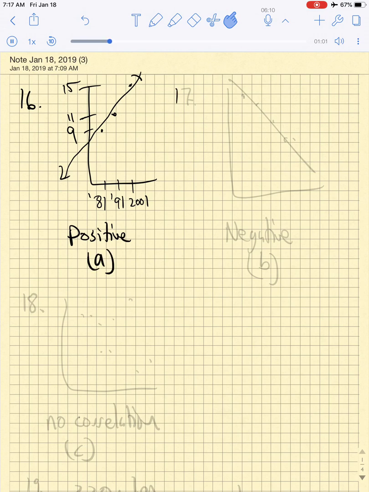For 17, we are given another graph with points that are decreasing, and so this is called a negative correlation. So that's choice B, all right? So when the line of best fit from left to right is going up, that's a positive correlation, and as from left to right, if it's going down, that's a negative correlation. So we're up to 18 now.